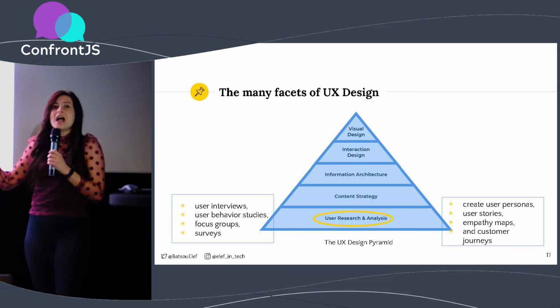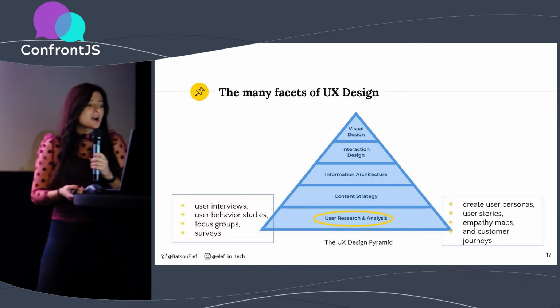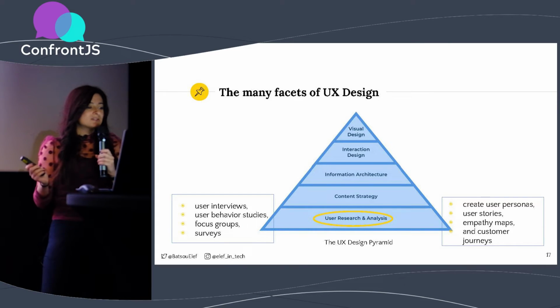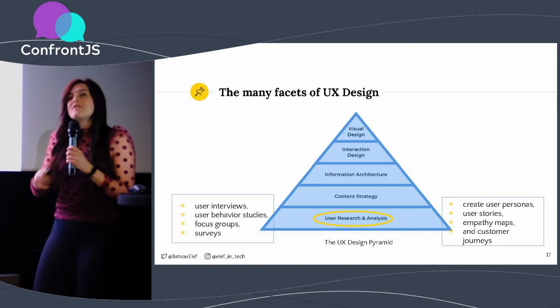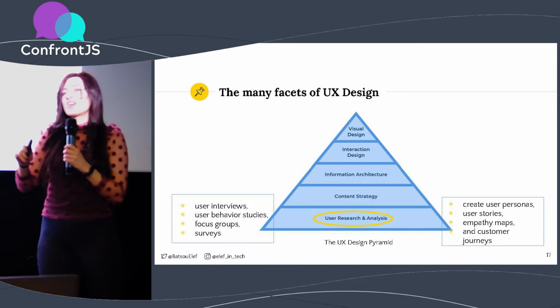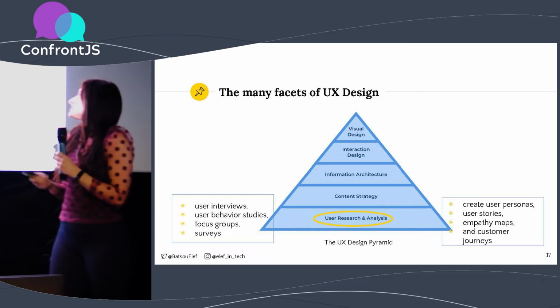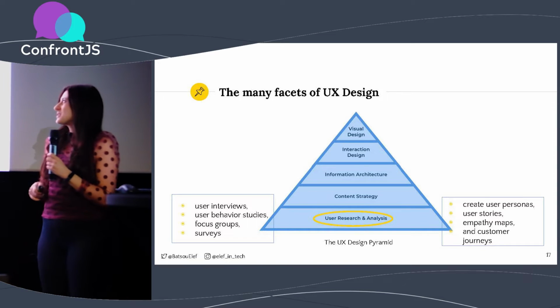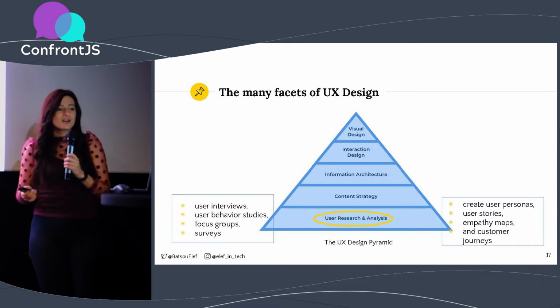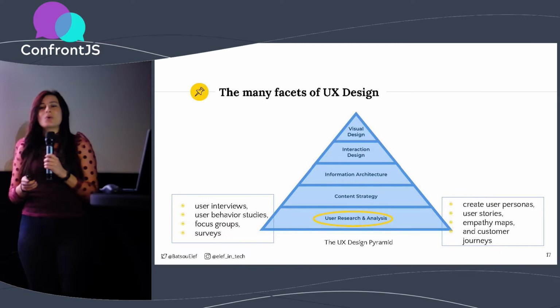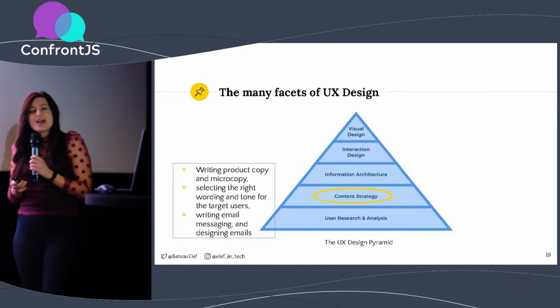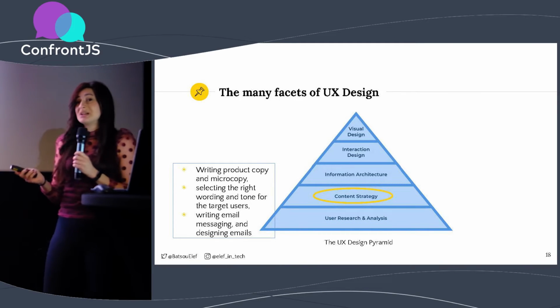Here you can see a lot of things. Some of them are user interviews, user behavior studies, focus groups, and surveys. And when everything is done, then we move on to creating user personas, user stories, empathy maps, and customer journeys. And when this is done, the designer will keep moving, and this time he will work with content strategy.